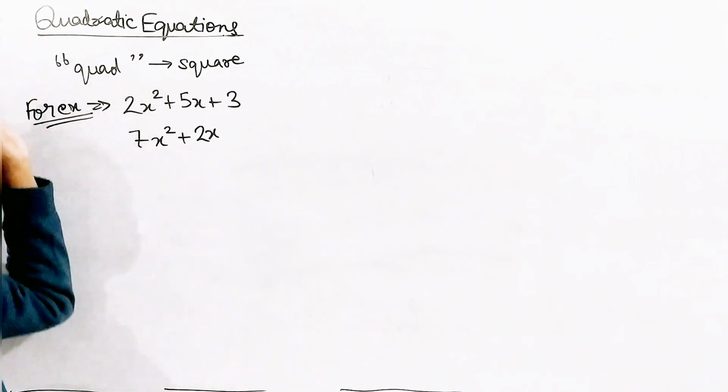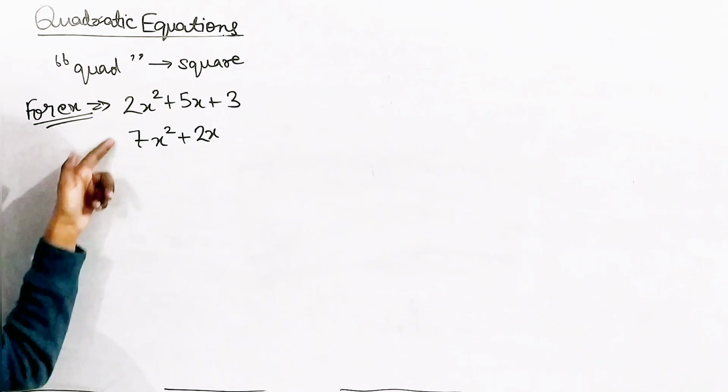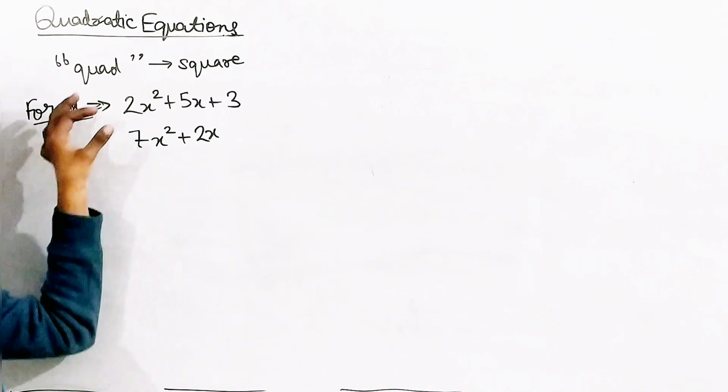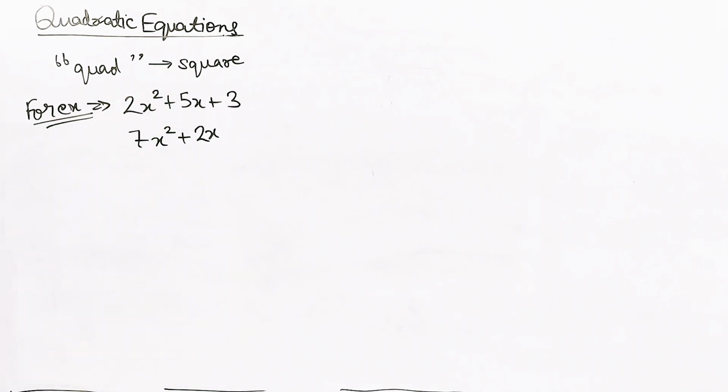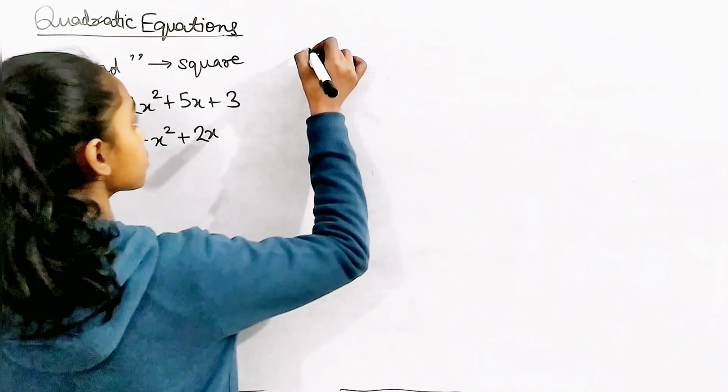If I have a look at these variables, this is a variable, right? And we're getting this square, this x to the power 2. That's why we call it quadratic, as the square. We're mainly representing or talking about this squared thing, okay? And it is also called an equation of degree 2.